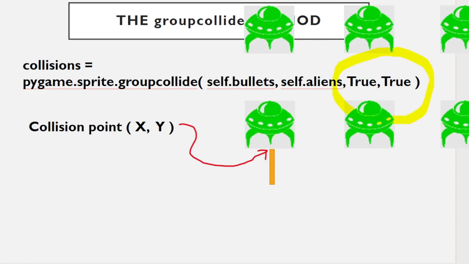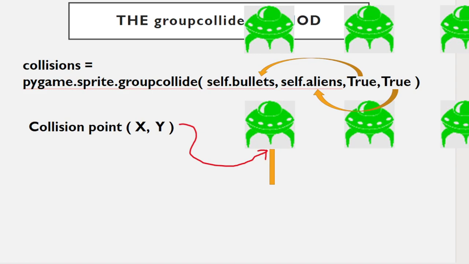Now, take a look at these two values here. These are Boolean literals. All the others are just group variable names. But these are two literals. And the first true relates to the first, here, bullets. The singular bullet that caused the problem. And the second true relates to the aliens. Now, what they do is determine what happens to the surface after the collision.